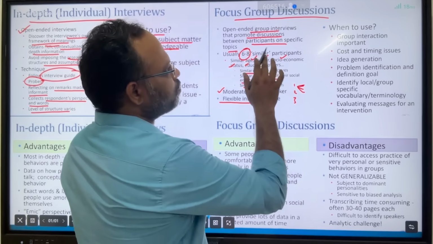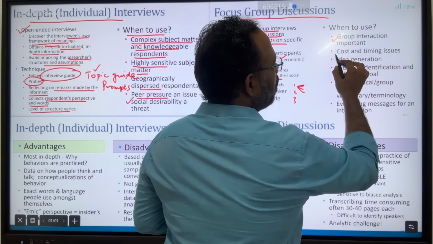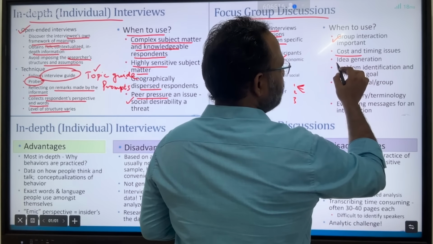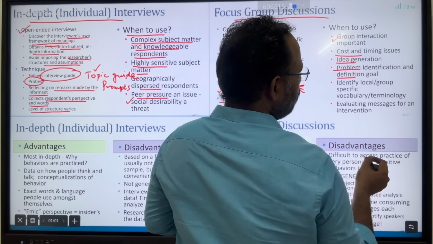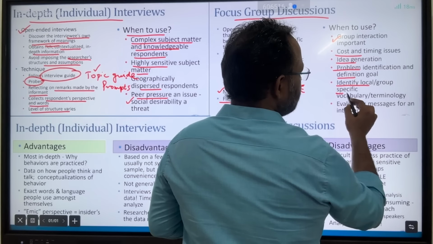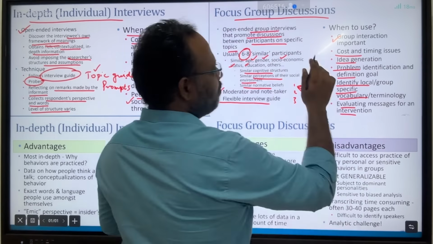So when do we use focus group discussion? When we feel group interaction is important, when we have cost and timing issues, when we need to generate ideas for problem identification and definition of goals, when we identify local group-specific vocabulary and terminology, and when evaluating messages for an intervention, we will use this.